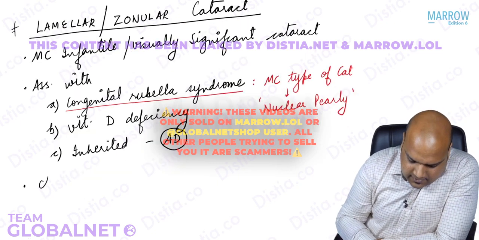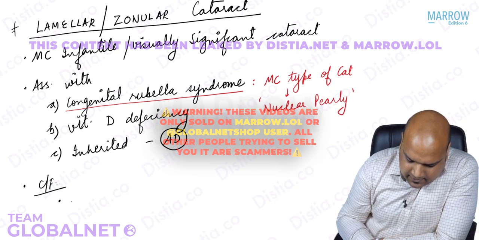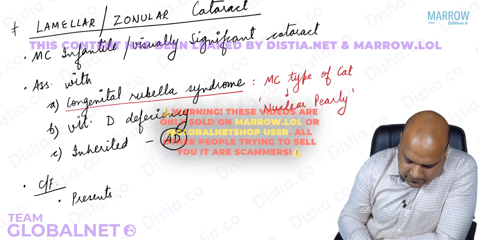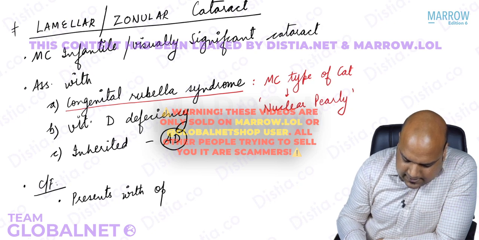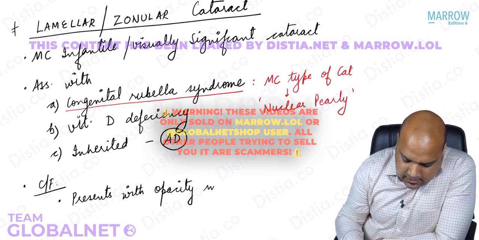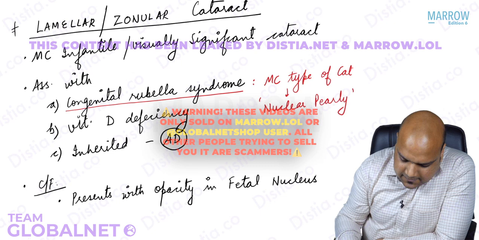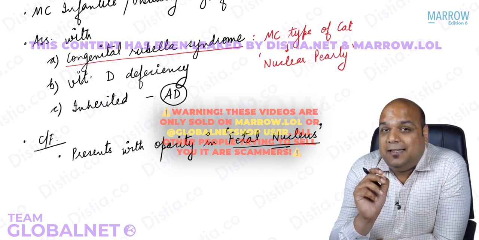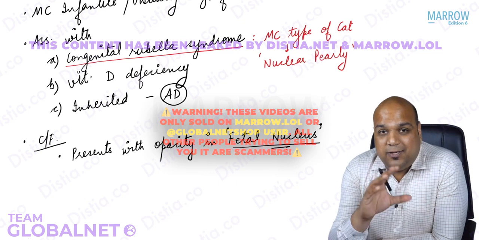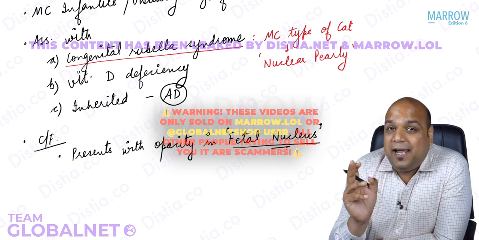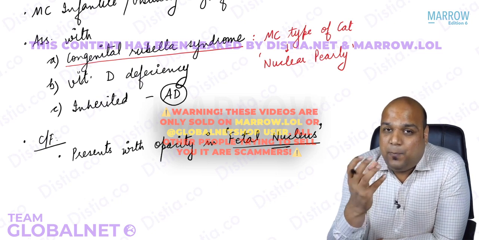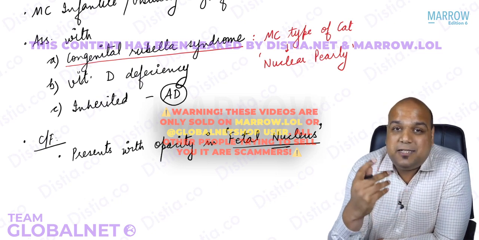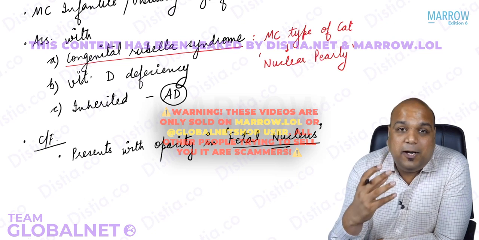Presentation. Lamellar cataract presents with opacity in fetal nucleus. This is important. Why is it important? Because it is telling you that the cataract started developing in utero. The nucleus is of 4 parts: embryonic, fetal, infantile and adult, based on the age when it is formed. So the opacity is in the fetal nucleus because the changes must have started occurring when I was a fetus, before 8 months of age.